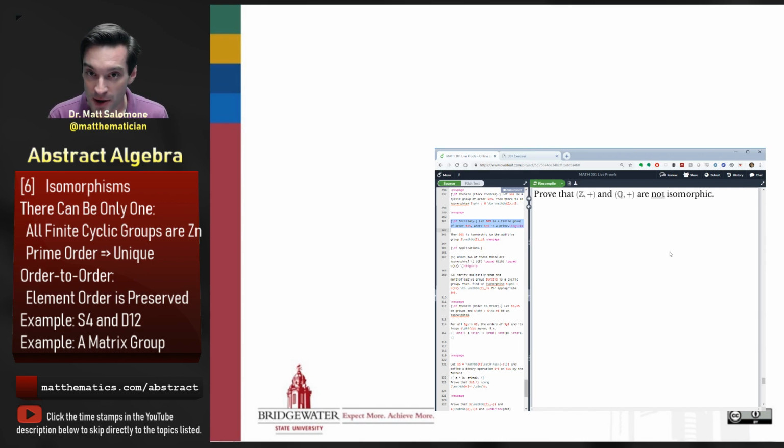But this theorem here shows us that there is an actual fundamental algebraic difference beneath the surface in how integers add together versus how rational numbers add together. So we'll provide a justification for why Q and Z are not isomorphic as groups.